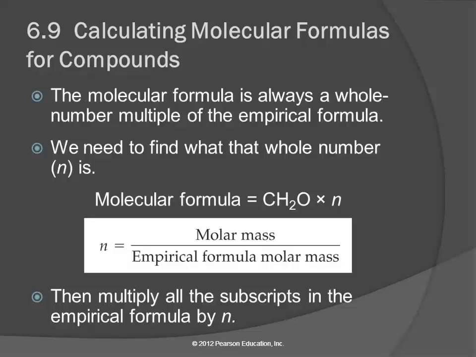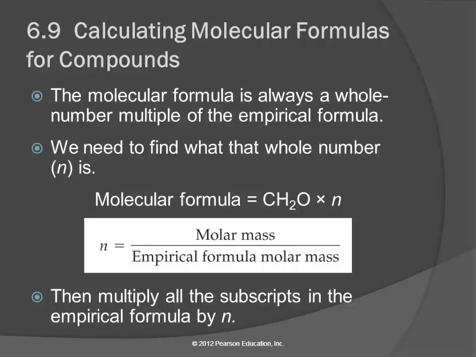So in section 6.8, we talked about how to calculate an empirical formula. And now we're going to learn how to do a molecular formula once we know the empirical formula. Remember that the empirical formula is just the lowest ratio of atoms of each element. It doesn't indicate how many atoms are actually in a molecule. So the molecular formula tells us how many atoms are in a molecule, and that's always going to be some whole number multiple of the empirical formula.